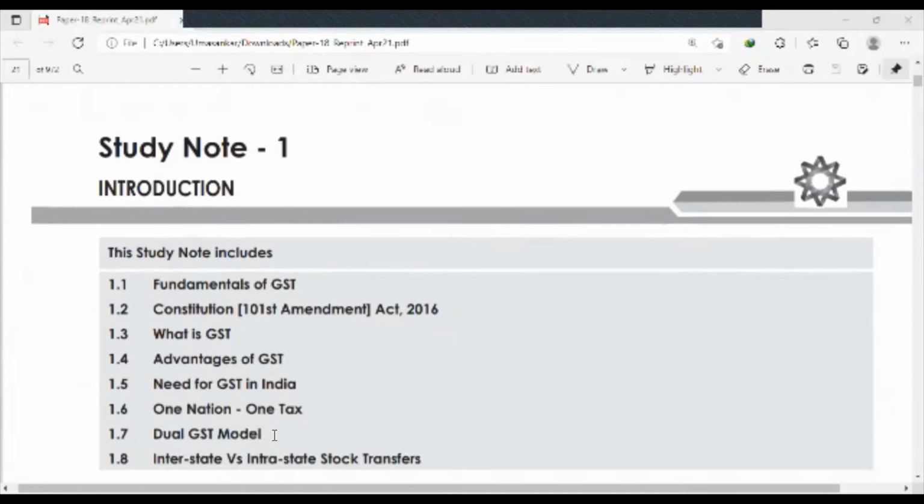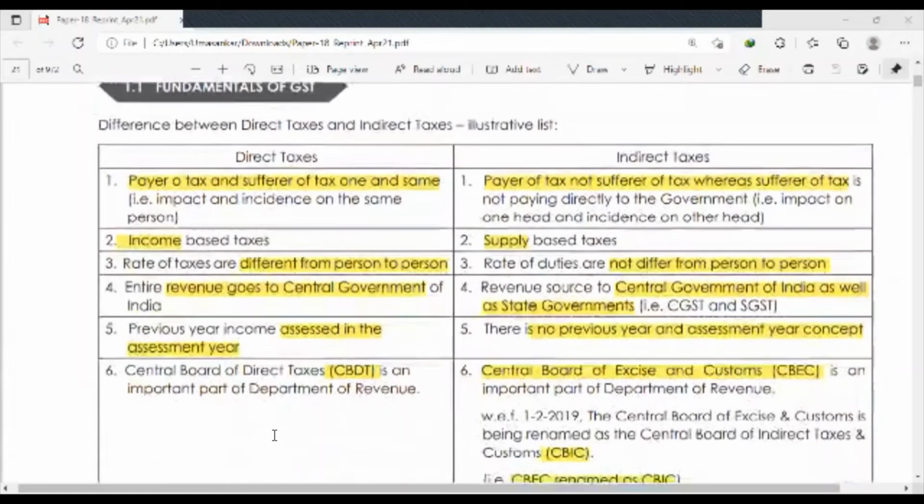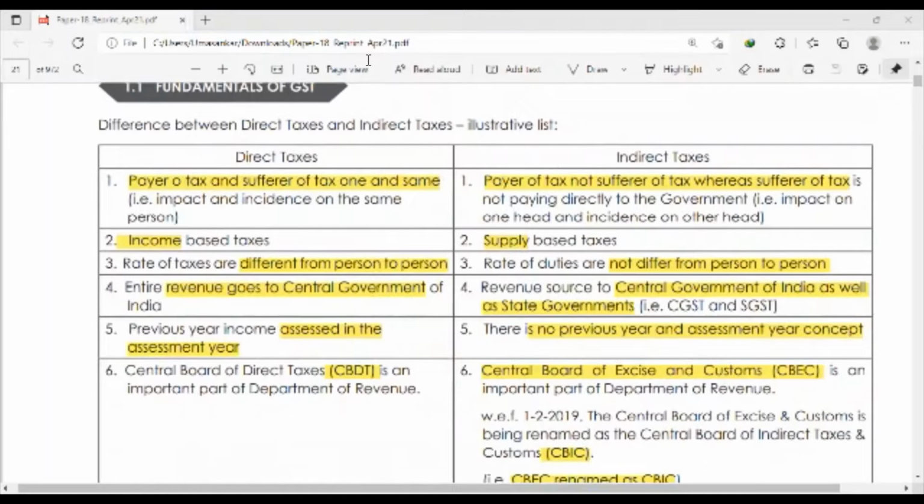So now we are going to start. Okay, first chapter: fundamentals of GST. What is the difference between direct tax and indirect tax? Direct tax is the tax in which the payer of the tax and the sufferer of the tax are both the same. But in indirect tax, the payer of the tax and the sufferer of the tax are different. Means the burden of the tax is on a different person from the one who pays the tax. But in direct tax, both the payer and the tax burden are on the same person.